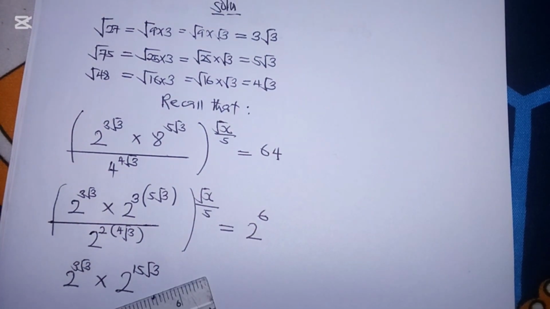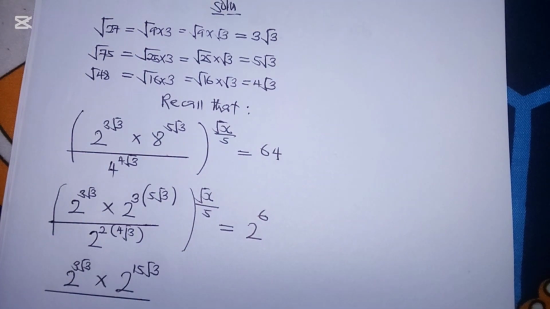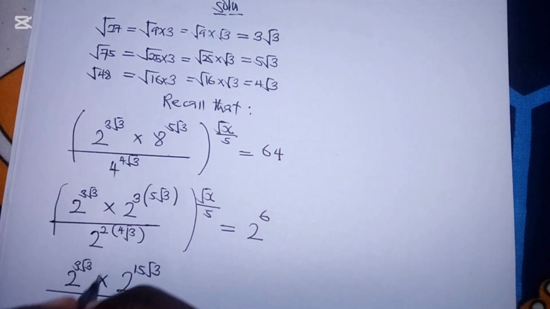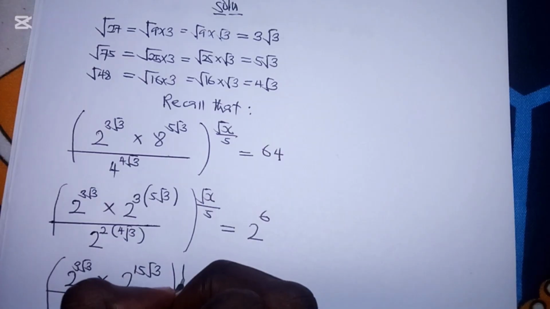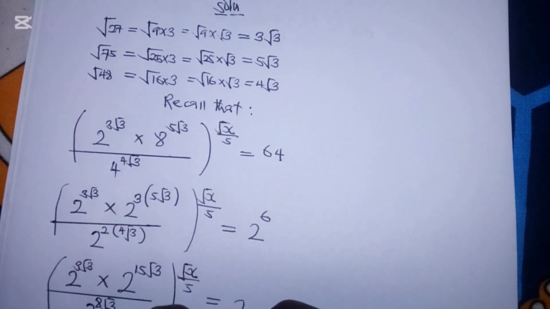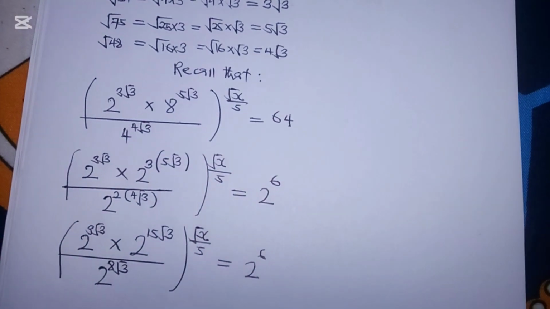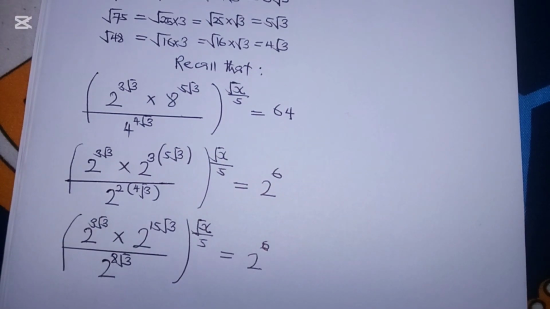We divide everything by 2 raised to the power 2 times 4, it is 8 root 3. Then everything raised to the power root x divided by 5 equals 2 raised to the power 6. Okay, this is 6. Then from this point, what are we to do next? We apply multiplication law of indices.